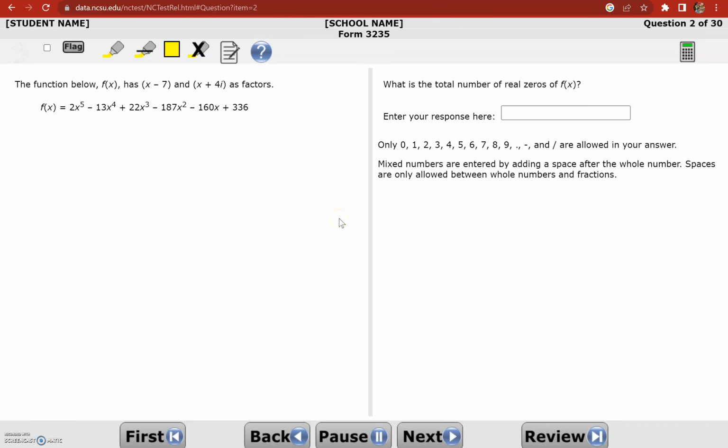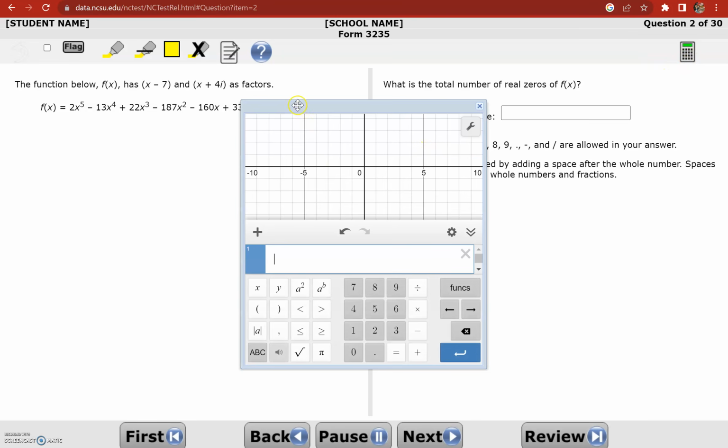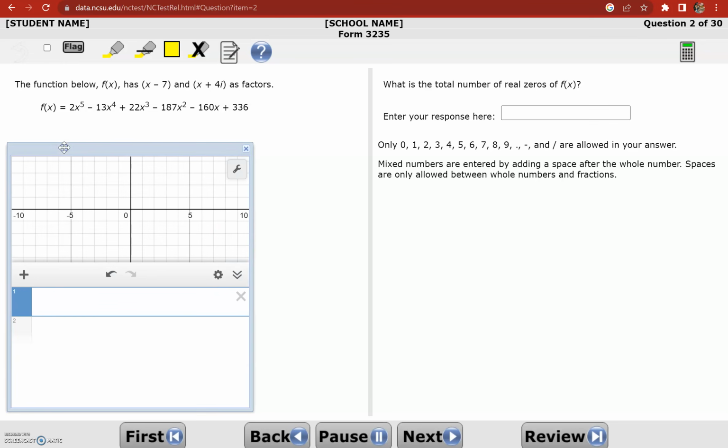So question number 2 from the sample items has a polynomial f of x, and it says, what is the total number of real zeros? Now I know real zeros are x-intercepts on a graph, so I'm going to use Desmos to find how many there are. The other information that's given could be helpful if I was using an algebraic strategy, but that's not the focus of my video.